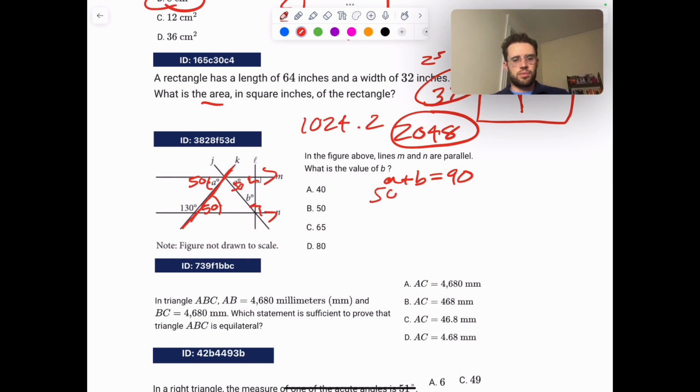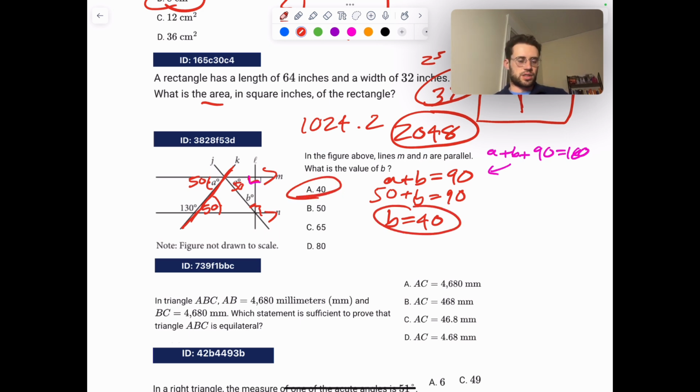So 50 plus B adds up to 90. And I think I skipped a step in my head there. I kind of spoke out what I was doing, but we've got a right angle. So you could think of it as A plus B plus this right angle, 90, equals 180. And then I subtracted 90 from both sides to get 90 here. All right, so 50 plus B equals 90. You just think what plus 50 makes 90? B has to be 40. You could also think of it as 90 minus 50 is 40. All right, so B is going to be 40 degrees.